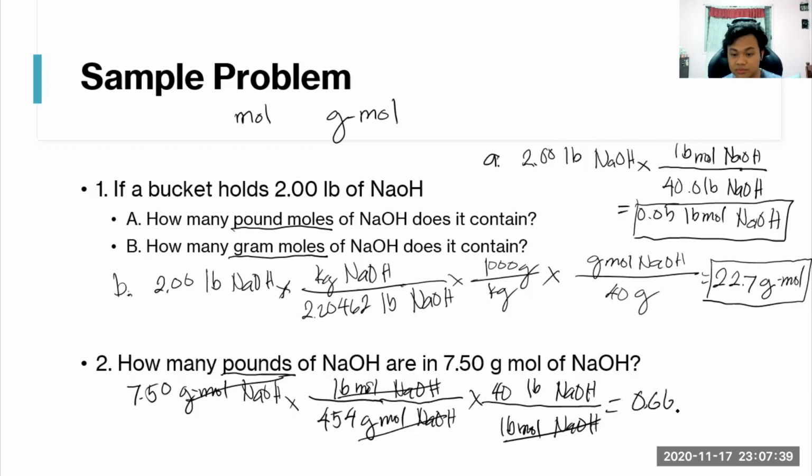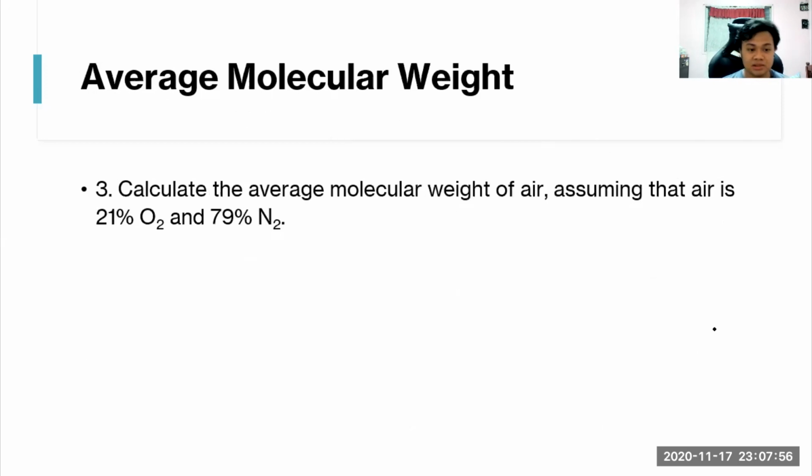So we have 0.661 pounds of sodium hydroxide. Okay, so let's move on. Example. So calculate the average molecular weight of air.